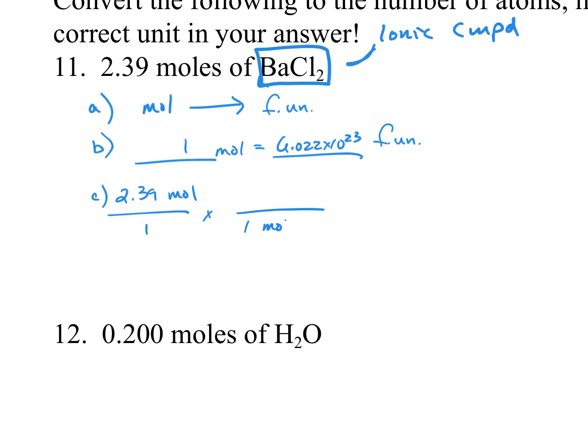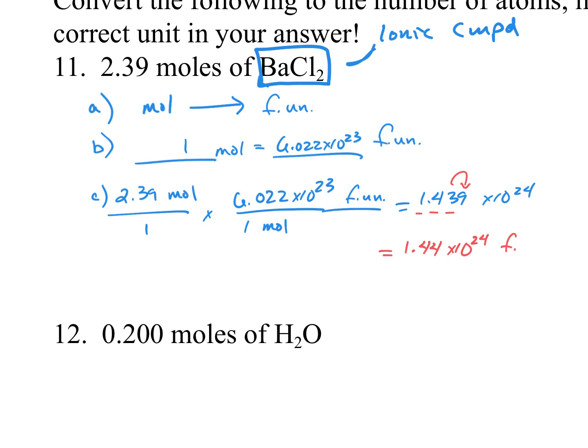So in this way, you can see that the mole has to go on the bottom, which puts the big Avogadro number on the top, and we are converting into formula units. So 2.39 times 6.022 times 10 to the 23rd converts moles into formula units. So the final answer should have 3 significant figures. On your calculator, it looks like something like this, times 10 to the 24th. But we have to round based on this digit. So the 1.439 ends up rounding to 1.44 times 10 to the 24th formula units.